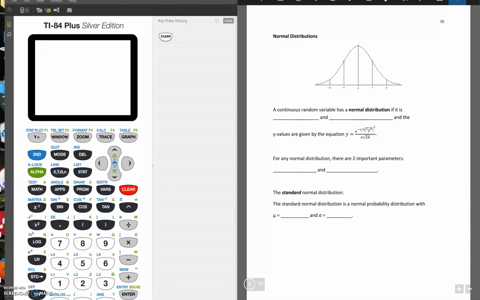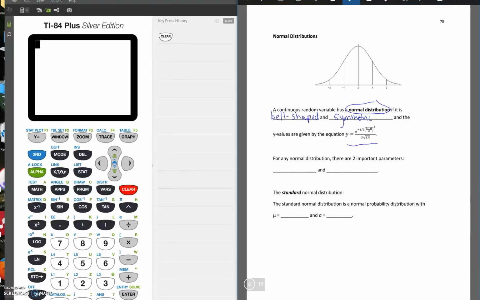Now we're going to start learning about the normal distribution, and we're going to specifically start talking about the standard normal distribution. A continuous random variable has a normal distribution if it's bell-shaped and symmetric. So it has to start low, go up to its highest point in the middle, and then come back down in the same way. The y values, the probability at any point, is given by this formula.